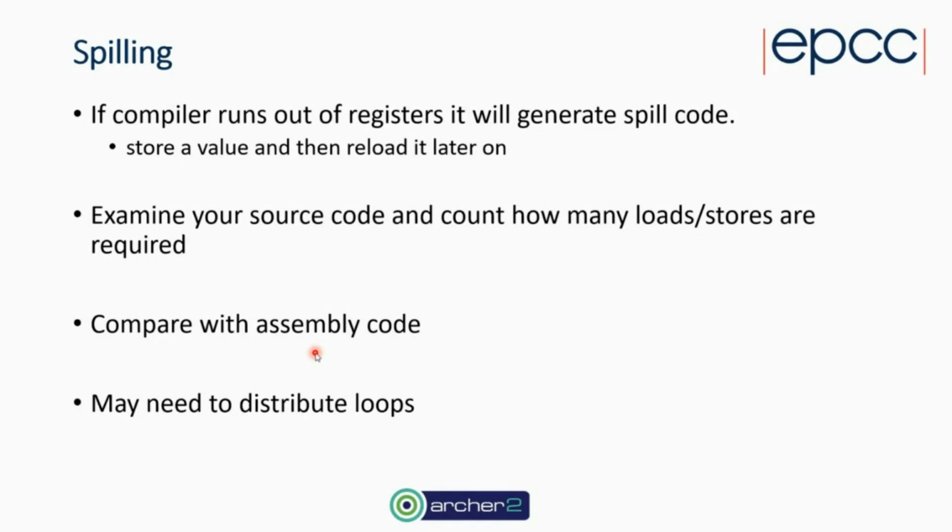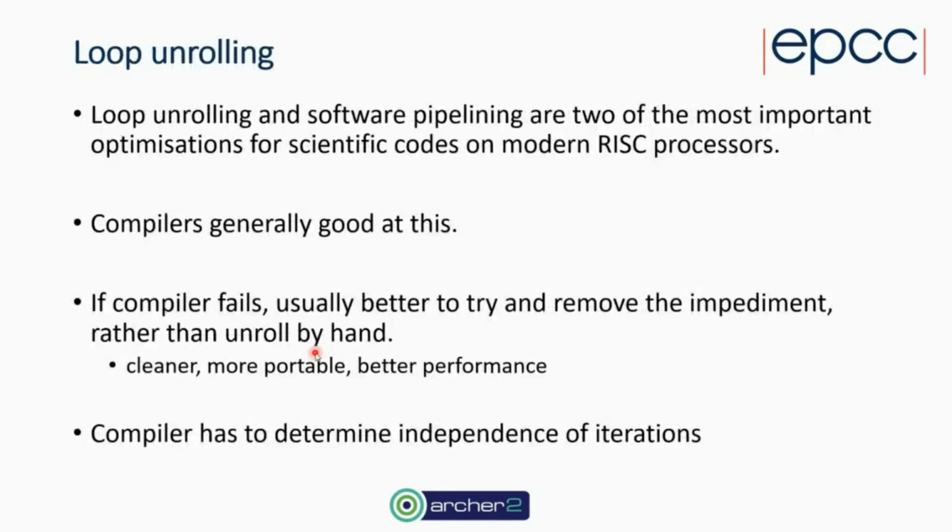Then if this is the case, what you may need to do is distribute some loops. That is, split up complicated loops into smaller, simpler ones. Now, it's interesting because there's an opposite optimization you may have to do sometimes, which is combine 2 loops together. You might want to combine 2 loops together because they use the same data and you want to reuse them efficiently in cache.